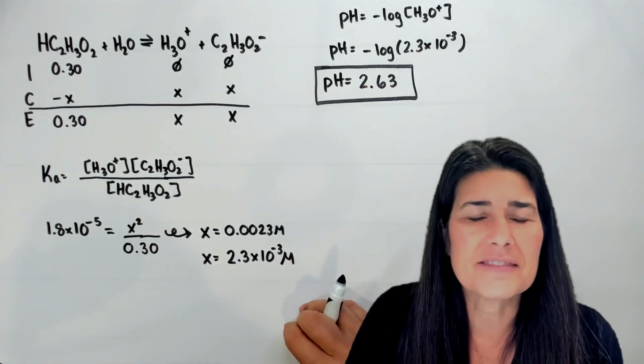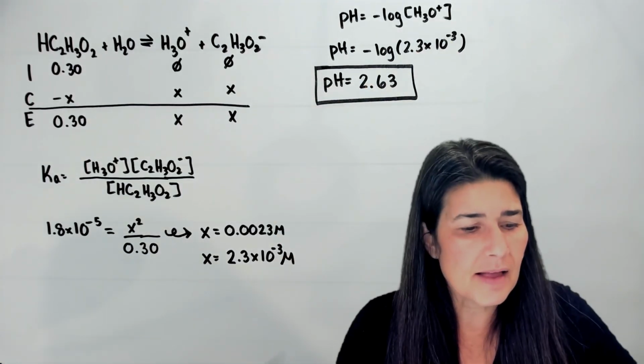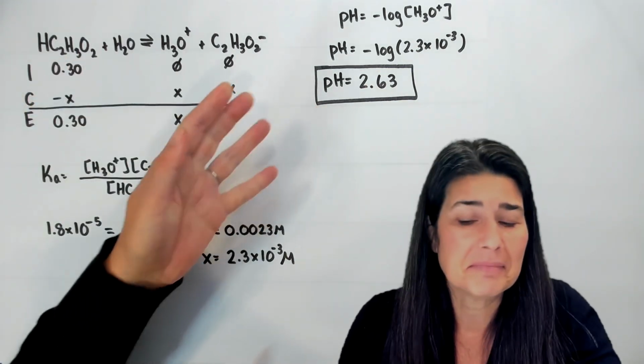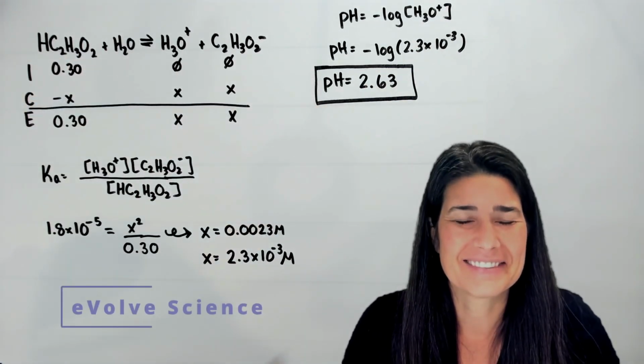And then we ask ourselves, does that make sense? Well, we had a weak acid. This is an acidic pH. Yeah, it makes sense. I hope that helps.